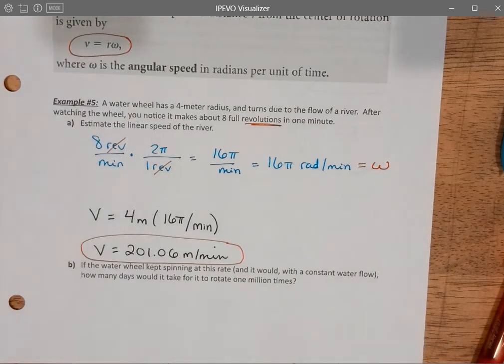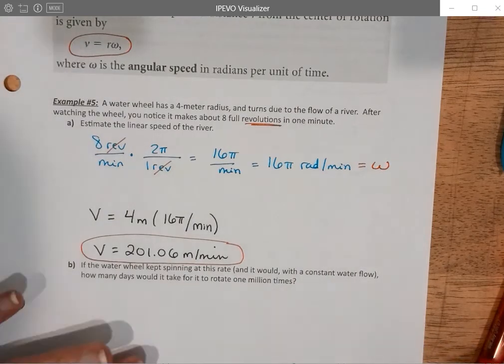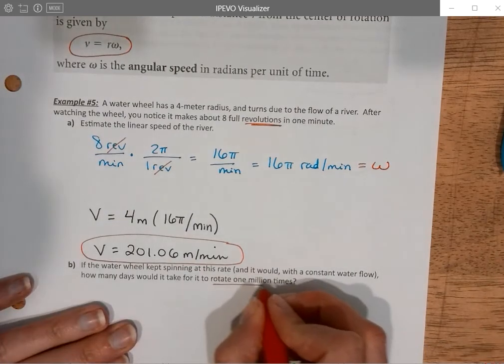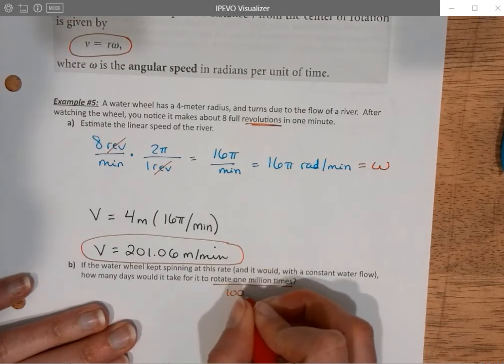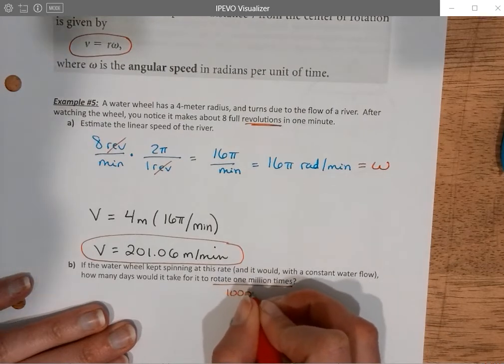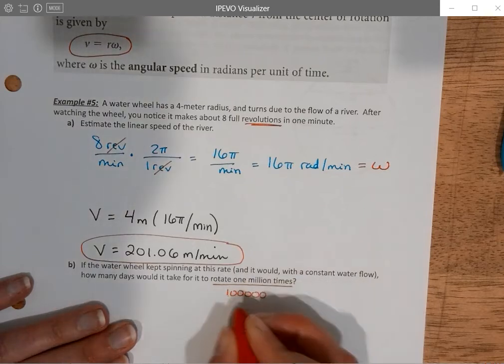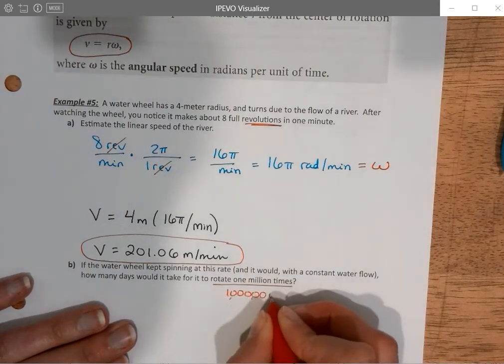All right, let's find out. If I want it to rotate 1 million times, that means that I want 1 million revolutions. I'm trying to write a million. I need one more zero. 1 million revolutions.